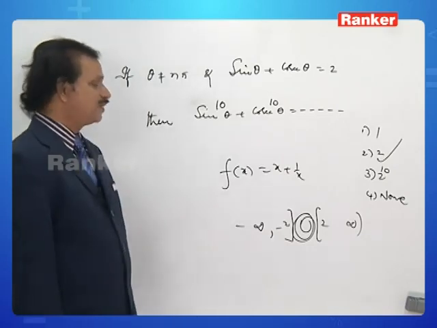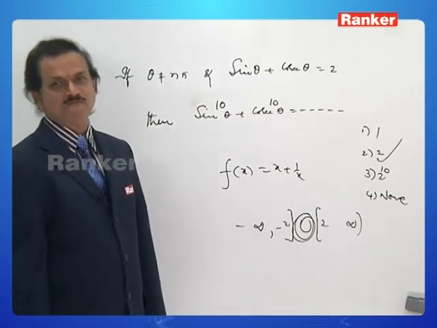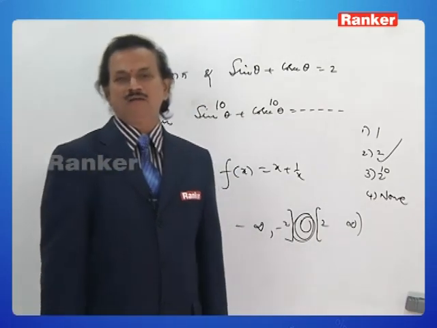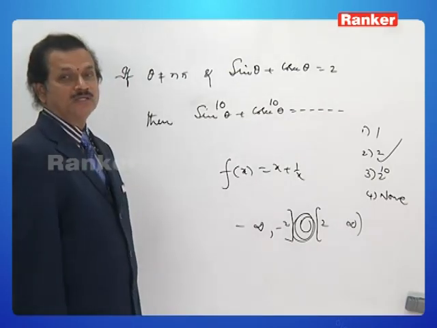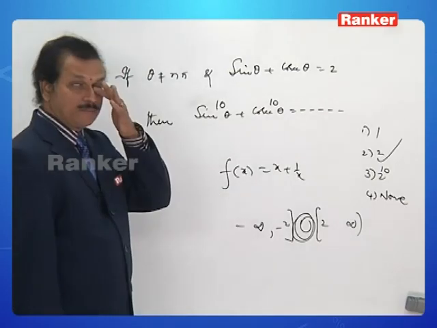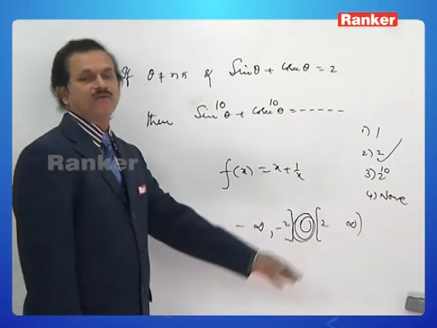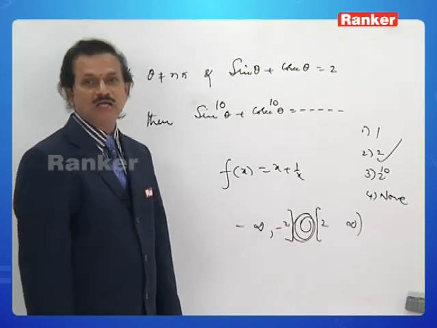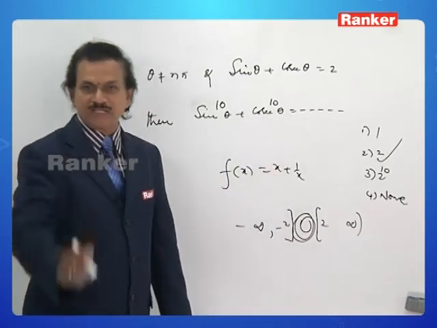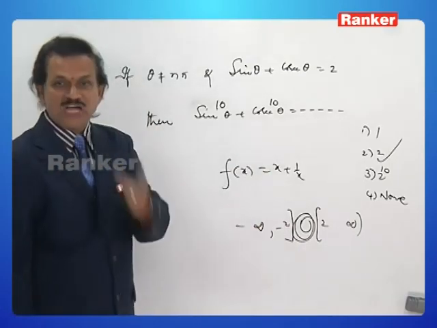Yes, so the basic principle is this. If at all any function looks like f of x equal to x plus 1 by x, then it can never lie between minus 2 and plus 2. If x is positive, then it is greater than or equal to 2. If x is negative, then it is less than or equal to minus 2. And if it is exactly 2, then x must be 1. If it is exactly minus 2, then x must be minus 1.